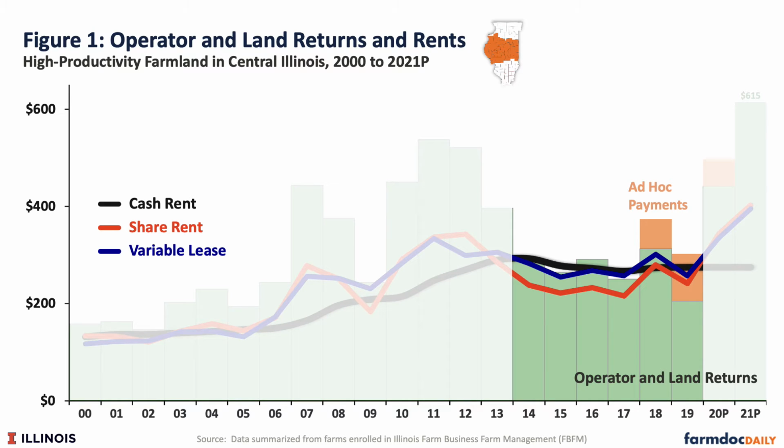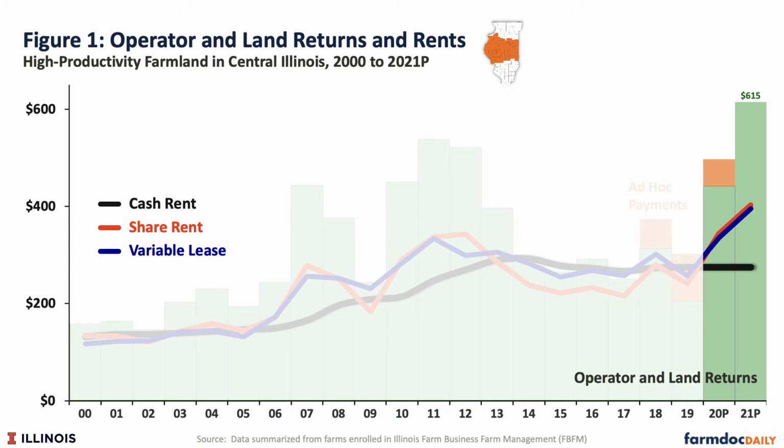Our buildout in ethanol ended. We're still using corn in ethanol, but the use of that hasn't really increased as much as during the 2007 to 2013 period. Operator and land returns declined because corn and soybean prices declined, and share rents and variable leases adjusted to those declines. Cash rents did not. They came down much slower and did not decline much at all during that 2014 to 2019 period. And that leads us up to the current period where we're having higher returns because of higher prices.